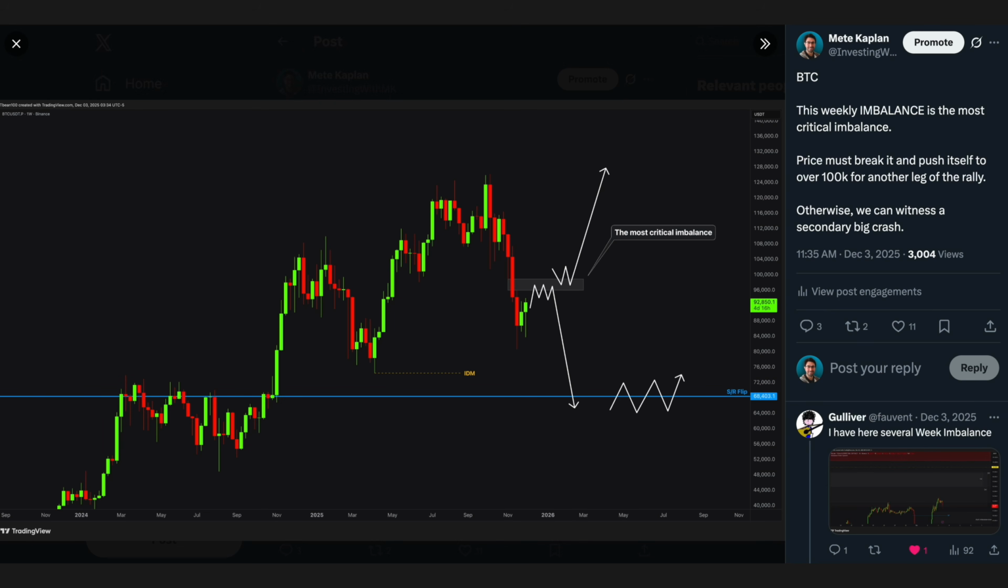A couple of months ago, I posted a tweet like this saying this was the most critical weekly imbalance area. And I said that if we couldn't break through it and push over 100K, there could be possible crashes here. And since then, Bitcoin crashed just like I predicted. So how do you make these kinds of predictions and invest in the markets at the right times?